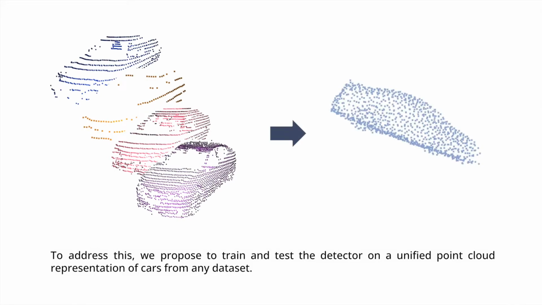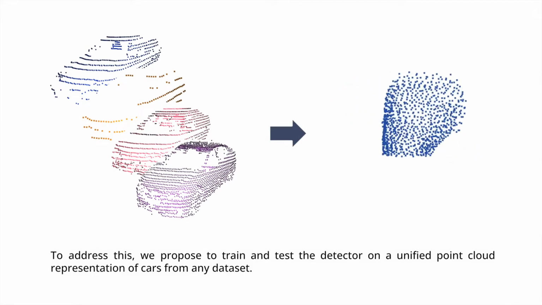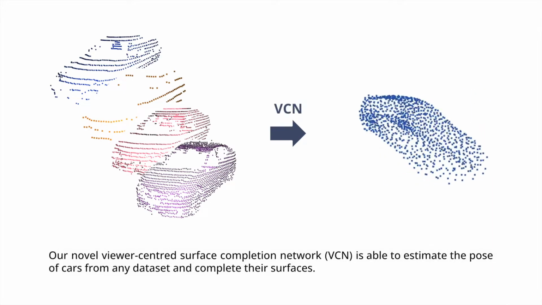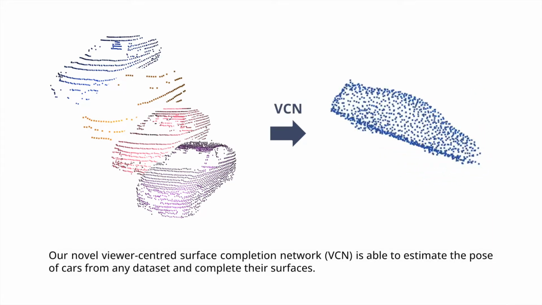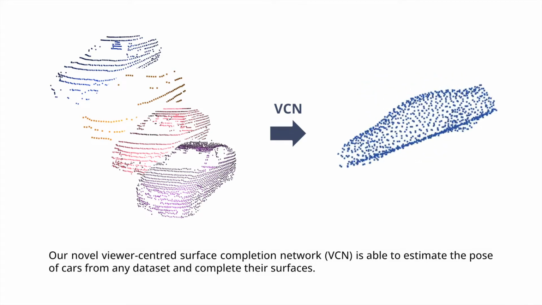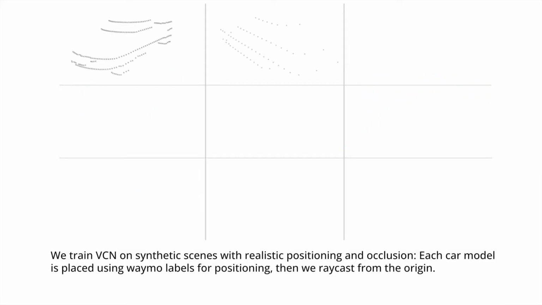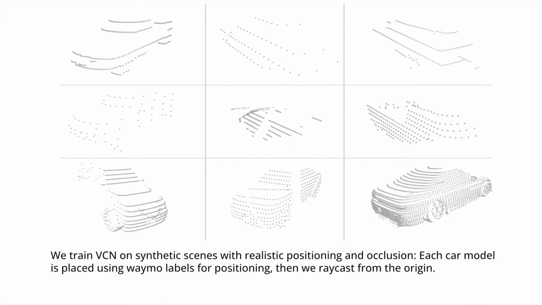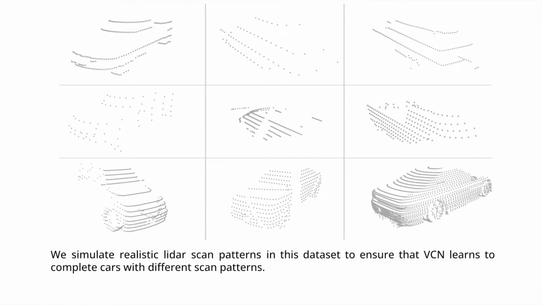To address this, we propose to train and test a detector on a unified point cloud representation of cars from any dataset. Our novel Viewer-Centered Surface Completion Network, VCN, is able to estimate the pose of cars from any dataset and complete their surfaces. We train VCN on synthetic scenes with realistic positioning and occlusion. Each car model is placed using Waymo labels for positioning, then we raycast from the origin. We simulate realistic LiDAR scan patterns in this dataset to ensure that VCN learns to complete cars with different scan patterns.